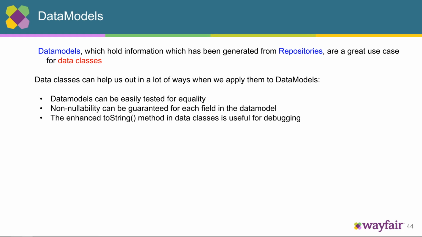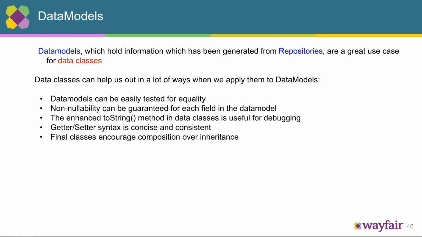toString is useful for debugging. Getter setter syntax is nice and concise, and you'll never forget to actually make a getter or a setter, because Kotlin will just take care of that for you again. And final classes encourage composition over inheritance, so you don't have weird hierarchies between different data models.